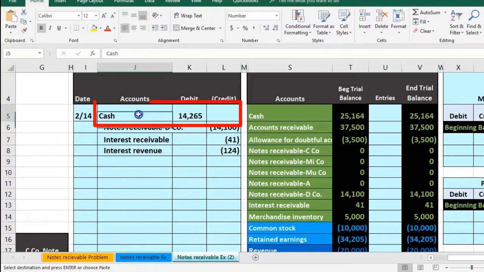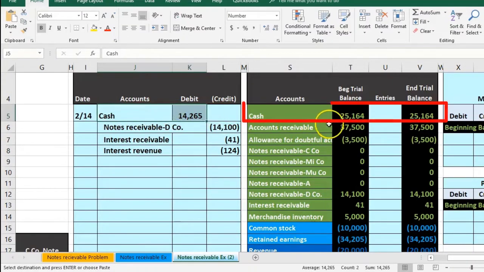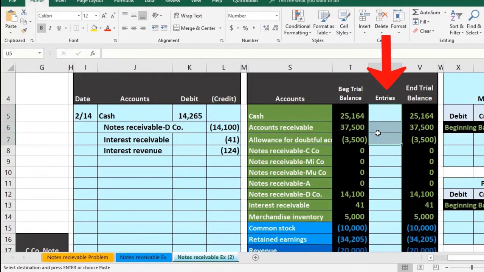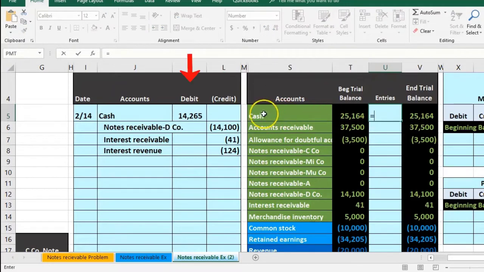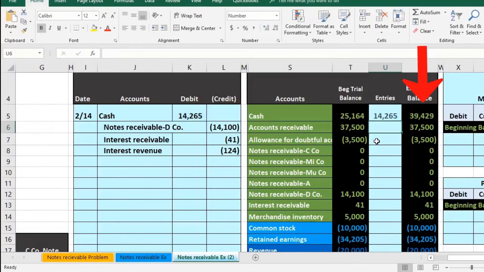Now we're going to record this out, not to the general ledger, but to this little worksheet, because it's a perfect little worksheet for the number of journal entries we'll have to see exactly what is going on. So we'll post this first, cash. Cash is there, cash is here. We're going to post it to U5. U5 equals, point to that 14,265. It's going to bring the 25,164 up by 14,265 to 39,429.